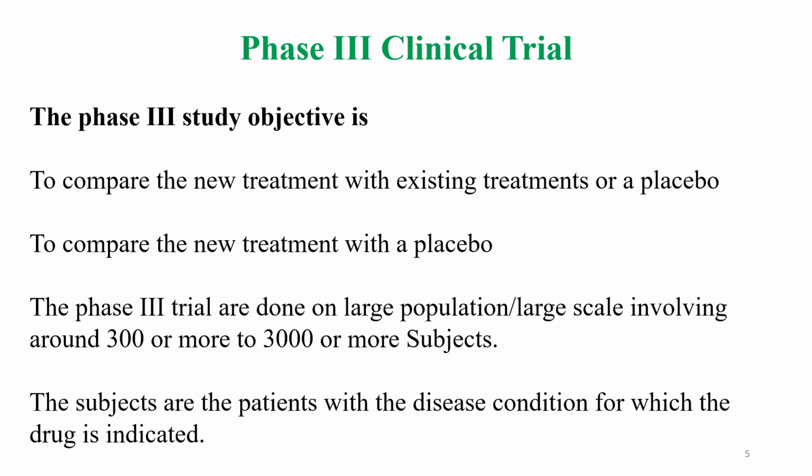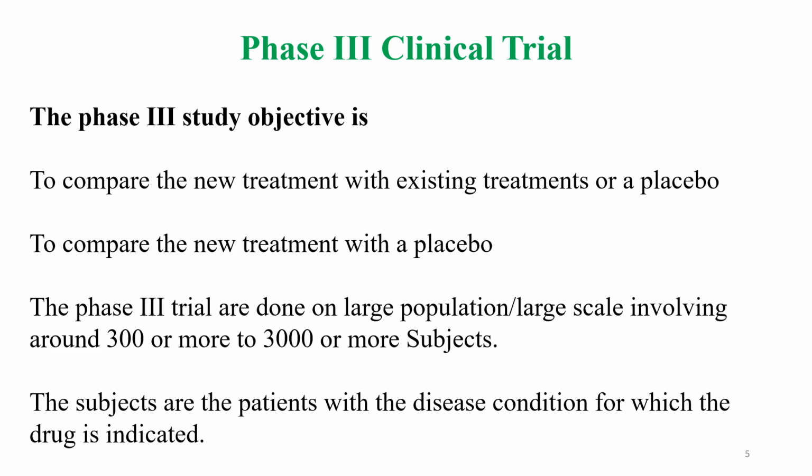A phase 3 study is performed to compare the new treatment with the existing treatment, or to compare the new treatment with the placebo. Placebo means the formulation administered does not contain the drug. The phase 3 trials are done on a large population, involving more subjects, and the subjects may be 300 or more, or up to 3000 subjects or more. So it depends on the drug being studied.